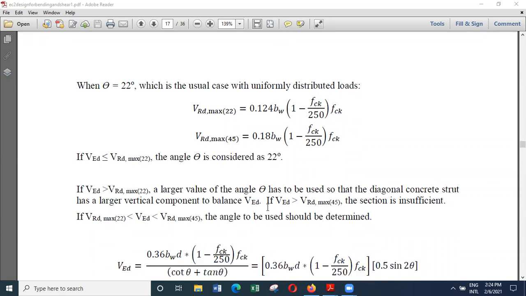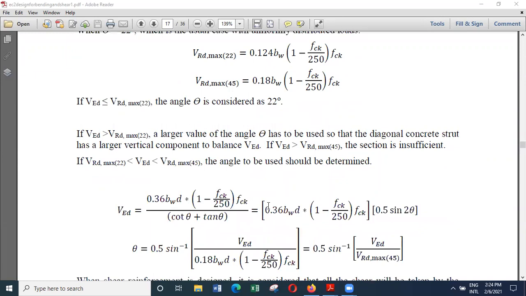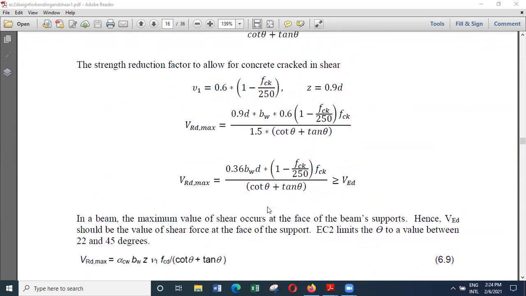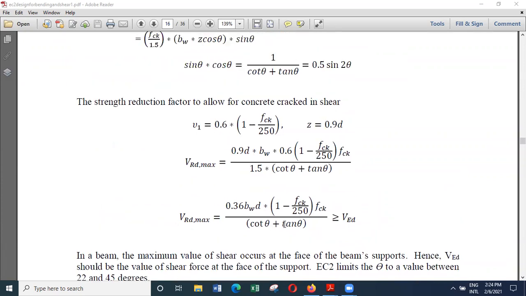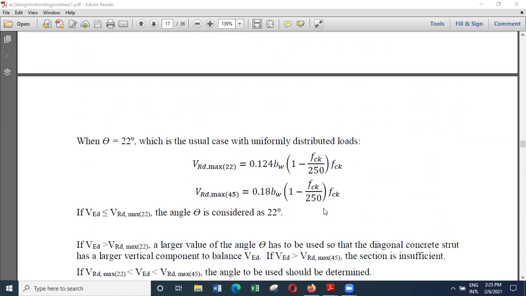And how we find that, we'll see. We look at this equation again. And here you can see, you get this value, V_Rd,max is equal to 0.36 b_w d divided by (tan theta + cot theta). And 1 over (cot theta + tan theta) is sine theta cos theta. So you can write sine theta cos theta here. And then you can say it's equal to 0.5 times sine 2 theta. So then from that you can say sine 2 theta is equal to the applied shear divided by 0.36 multiplied by 0.5 times this expression.